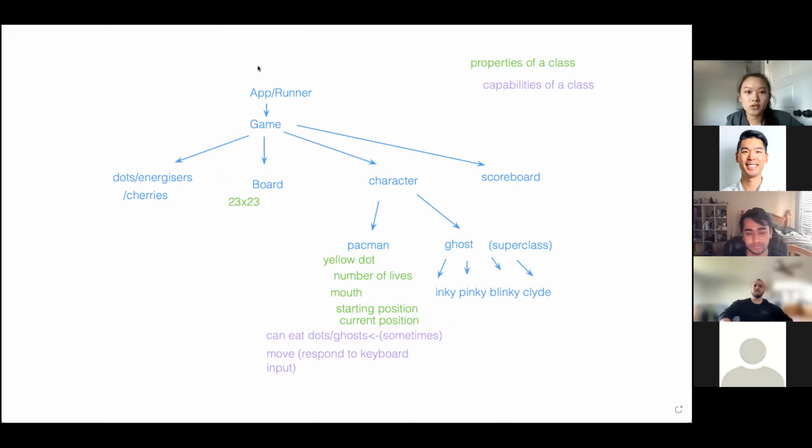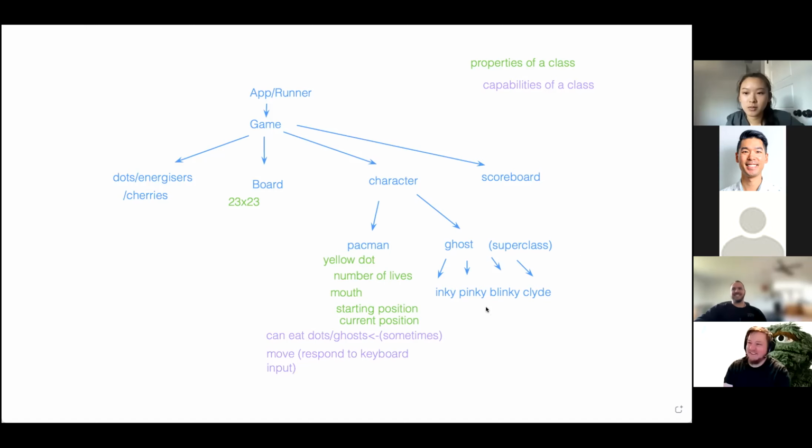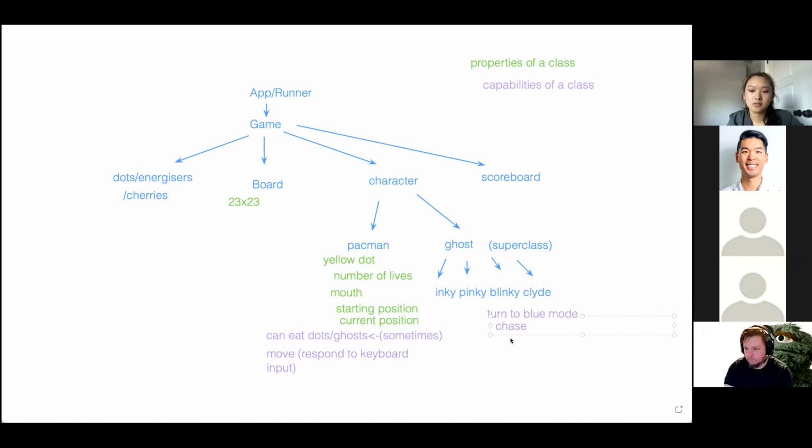Okay, let's move on to our ghost class. What are some properties of the ghost? They go blue mode or whatever it's called. Scared, frightened mode. So these are capabilities. They become edible. Let me put them in: turn to blue mode. They chase Pac-Man. Chase. So a hunt mode. Okay.